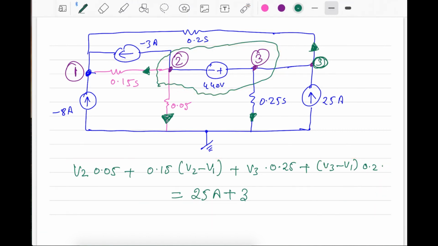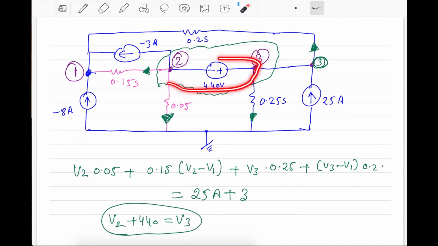The second equation will be V2 plus 440 equal to V3. This is the second equation which you will get by simply writing KVL around this and finding a relation between V2 and V3 by using this 440 volt source. And the third one is easy, right?